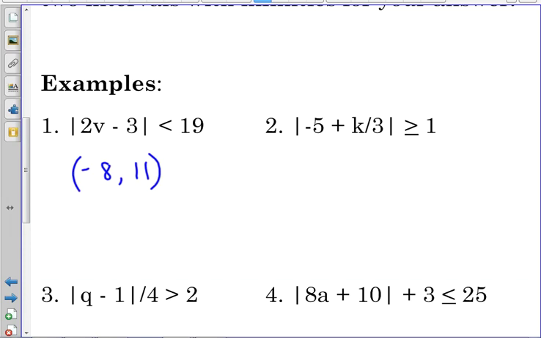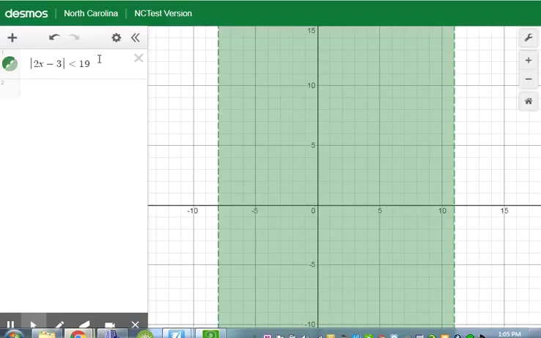This one did not have an equal to, so it's going to be parentheses. It was not equal to 19. Notice, if you plug -8 into this inequality, 2 times -8 is -16 minus 13, that's -19. The absolute value of -19 is +19. That would make it equal 19. It doesn't equal 19, so that's why parentheses, not a bracket. Let's do a couple more, see if we can find all the different scenarios here.